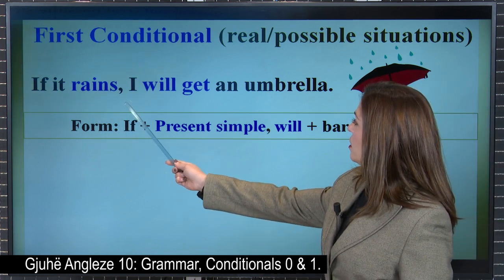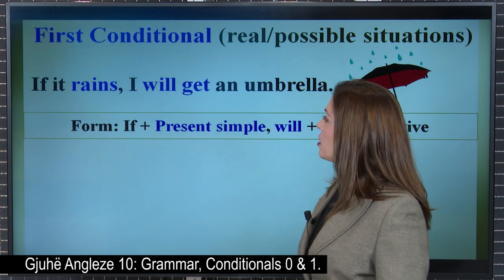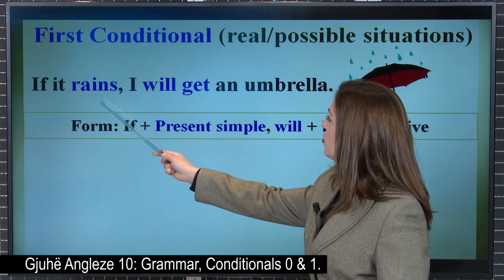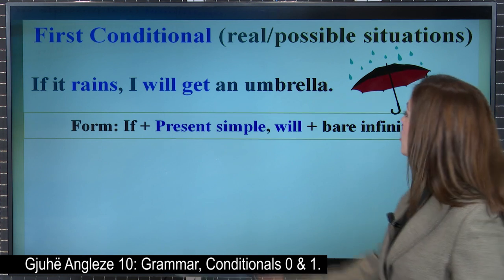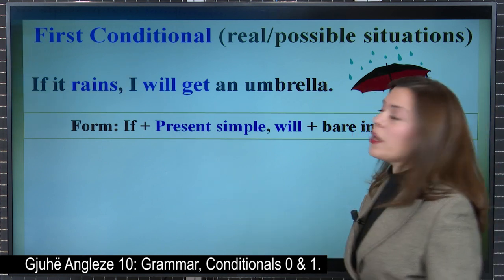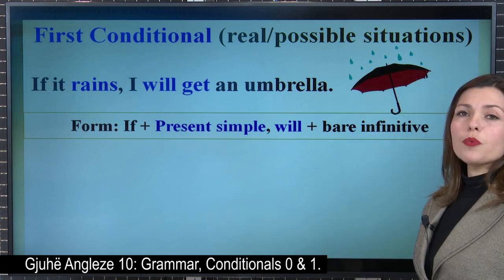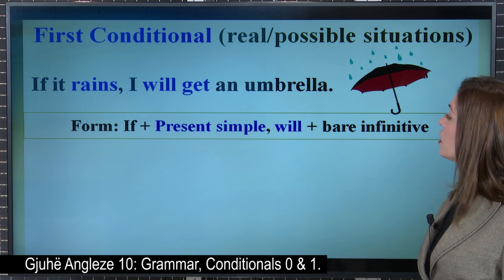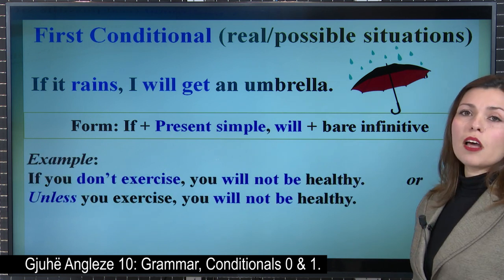If it rains, so if plus present simple, the if clause, and the second part, will plus bare infinitive, that is the result clause. Let's take a look at another example.